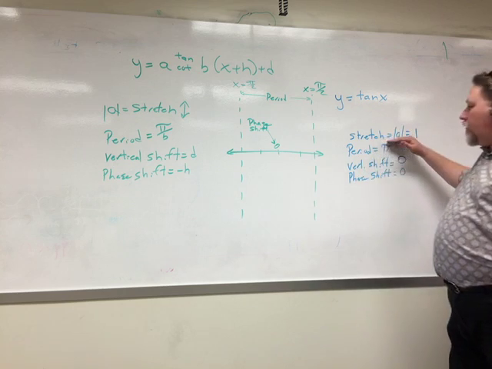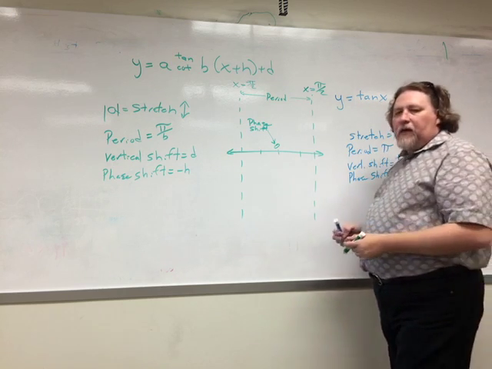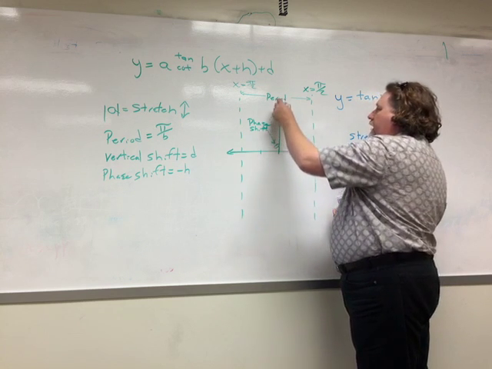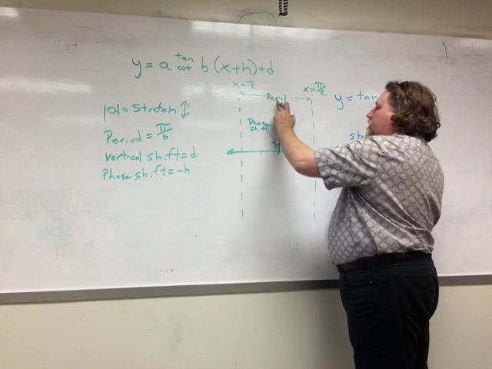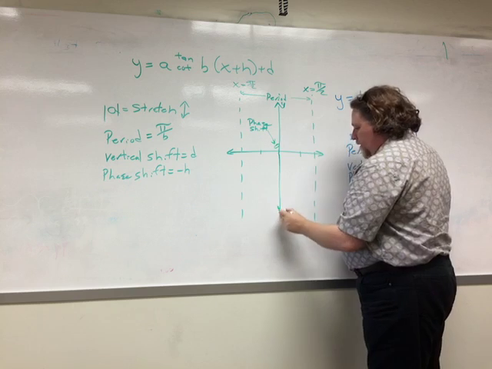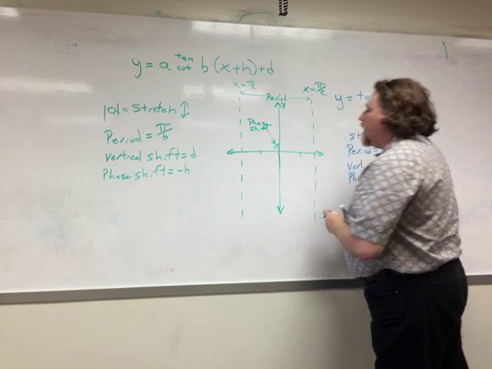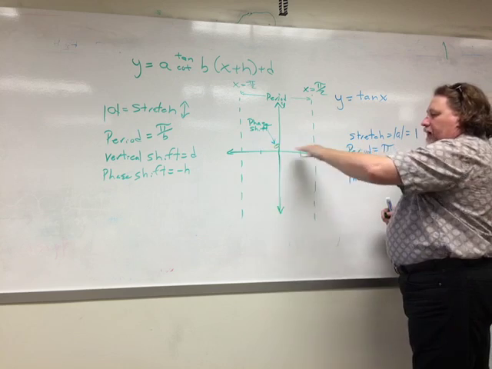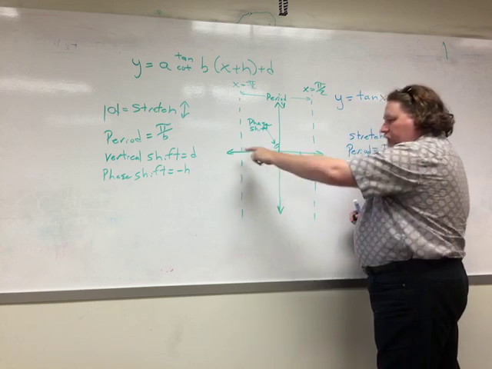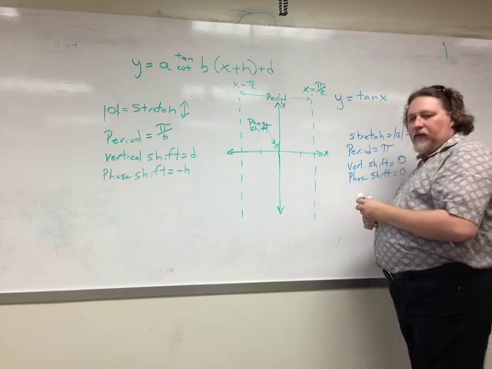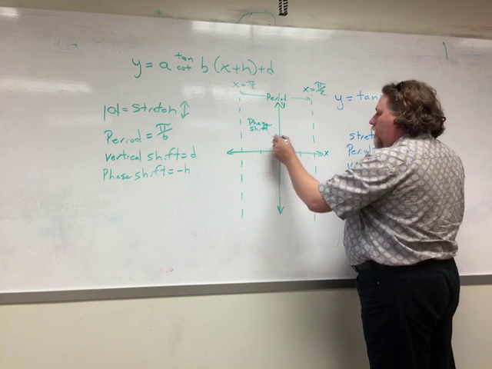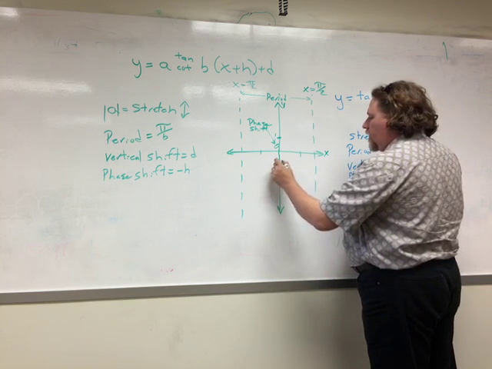Well, vertical stretch is going to work just like it did for cotangent. I'm going to draw a vertical axis, and in this case, since this is x equals 0, I might as well draw it in because it's the y-axis. So there's my y-axis. Here is my horizontal axis. I have no vertical shift, so my horizontal axis is the line y equals 0, which is the x-axis. I have a stretch of 1, so I'm going to go up 1 unit and down 1 unit.